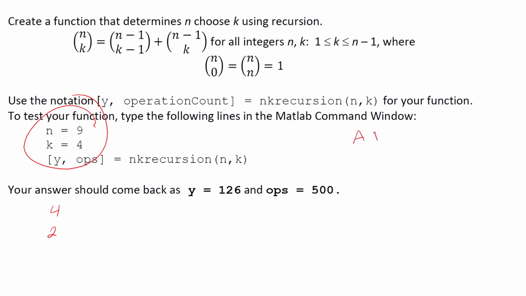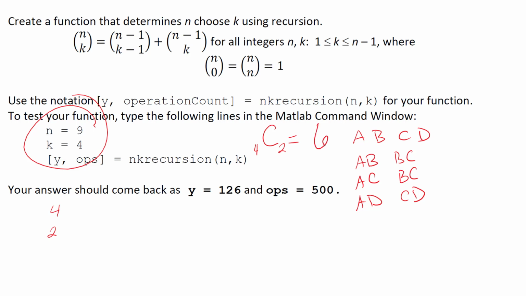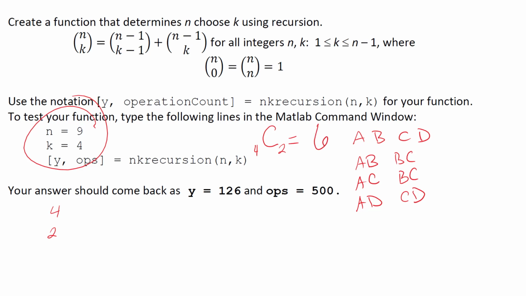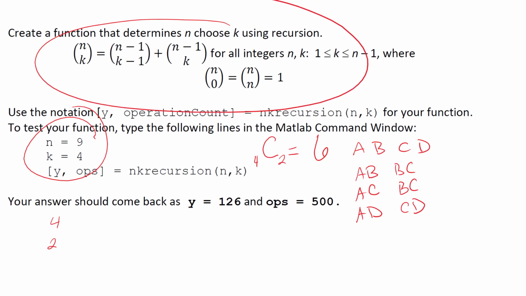If I had A, B, C, and D, the question is how many groups can I come up with? There would be AB, AC, AD, and then BC, BD, and then CD. So it should be 6. N choose K, how do they usually do it? They'll write it like this. 4 choose 2 is 6? Yeah, 6. Okay. So I'm going to use this recursive definition and show you what this ends up looking like. It's kind of insane.